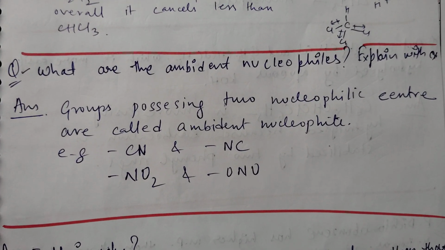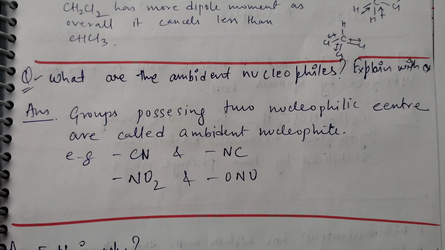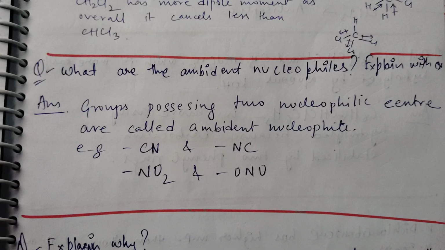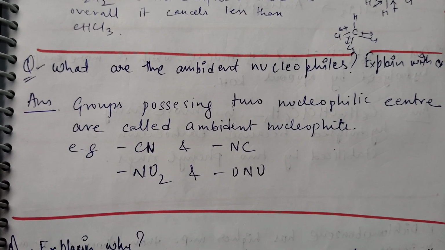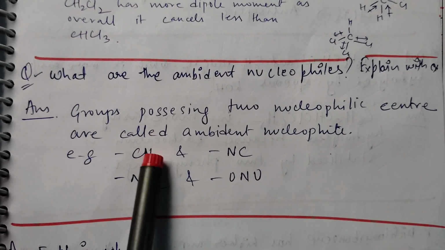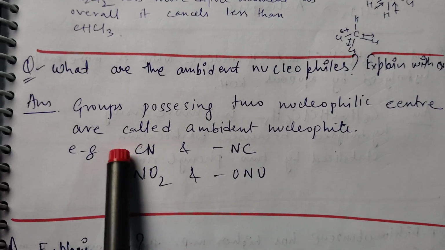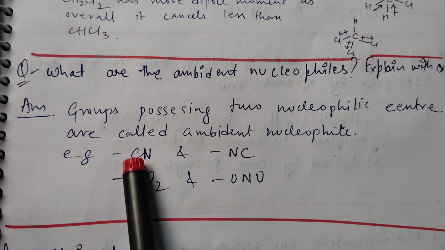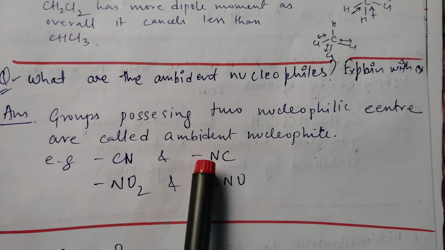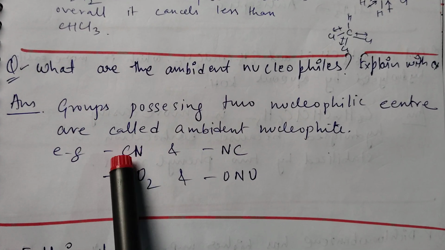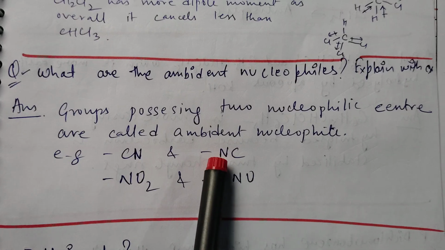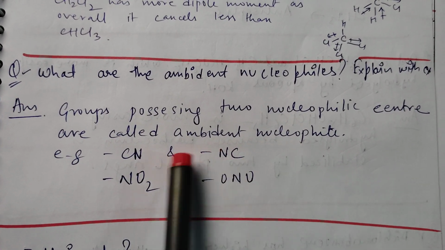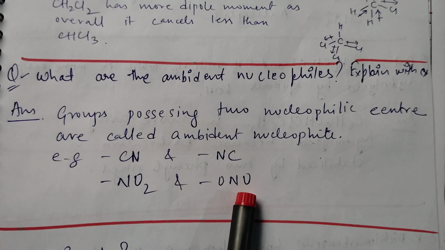Next is, what are ambident nucleophiles? Some groups have two nucleophilic centers. Like in one of the previous questions we saw KCN and AgCN, one forms cyanide, one forms isocyanide. Both have the same atoms, carbon and nitrogen, but they join from different atoms. So these types of groups which can join through two different atoms, having two nucleophilic centers, are called ambident nucleophiles. One more example is NO2 and ONO.